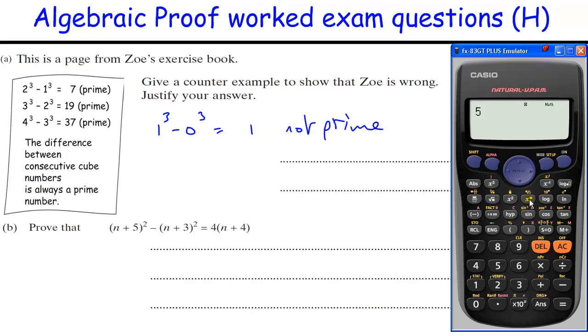5 cubed minus 4 cubed. It's probably not going to be the first one after this. 61 is prime. And then we've got 6 cubed minus 5 cubed.